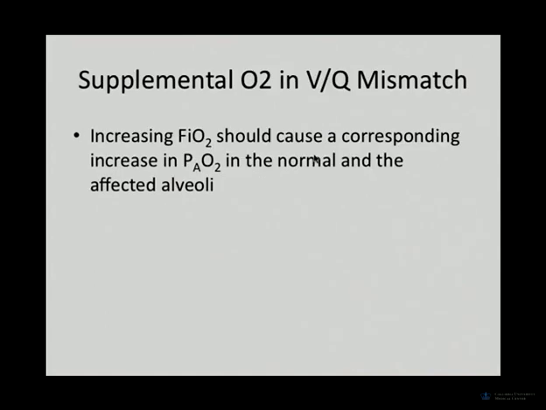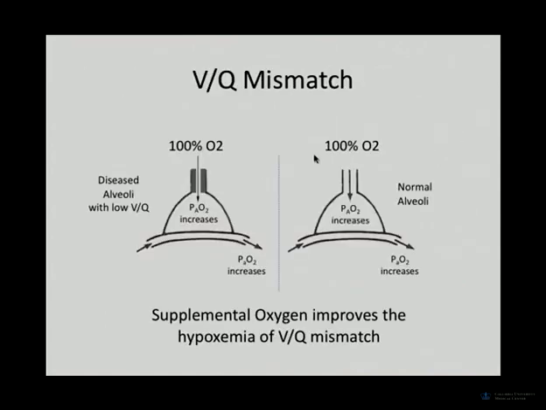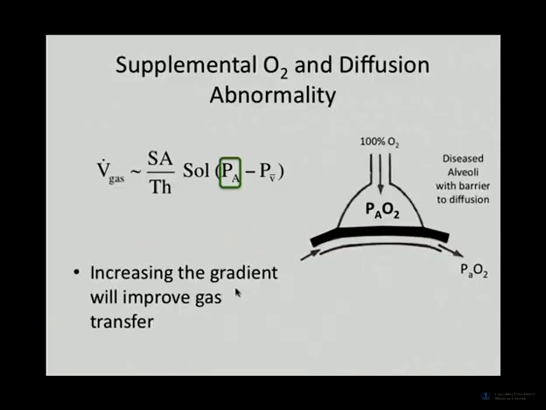Supplemental O2 and VQ mismatch, does that improve the situation? Absolutely. So you put 100% O2, a mask on this person's face, their normal units increase, and the abnormal units increase. Now this is an underventilated unit, but it's still ventilated. Eventually oxygen is going to increase in this alveolus. It might not be immediate, it might take some time, but oxygen concentration in this alveolus, the abnormal lung unit, is going to increase. Your blood concentration of oxygen is going to increase.